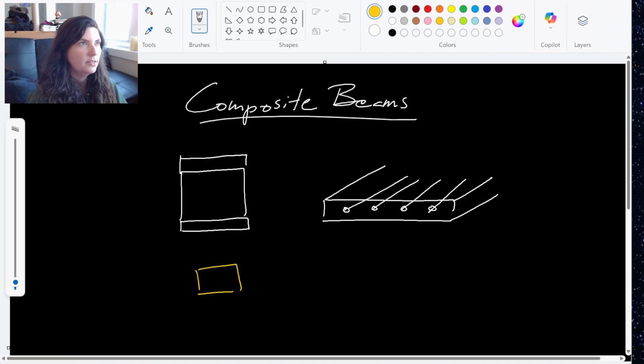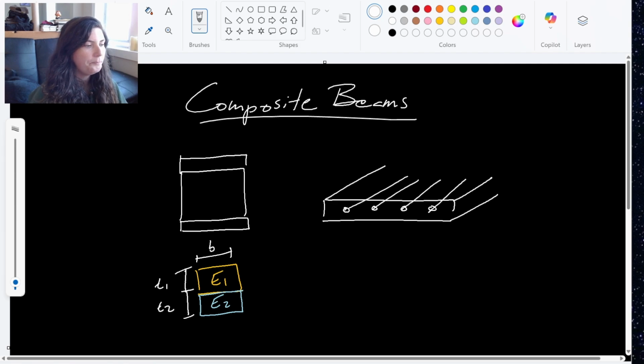I've got one material on top here. It has one modulus of elasticity, and then I have a different material that is bonded to it on the bottom here that has some different modulus of elasticity. And they each have a thickness, and they each have some original width. So this is our original width here. What we're going to do is transform this using a transformation factor, which we're going to call N. N is just a ratio of those moduli of elasticity. It's the ratio that relates those two materials together. We call this the transformation factor.